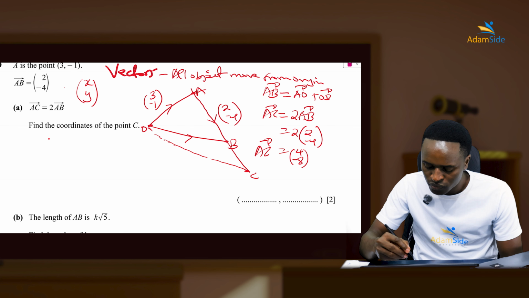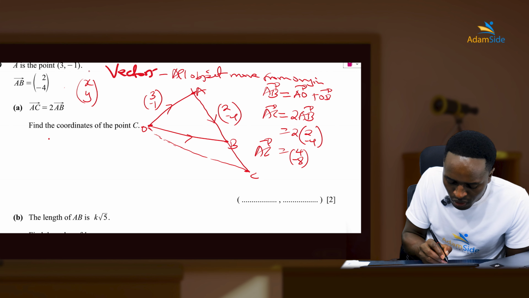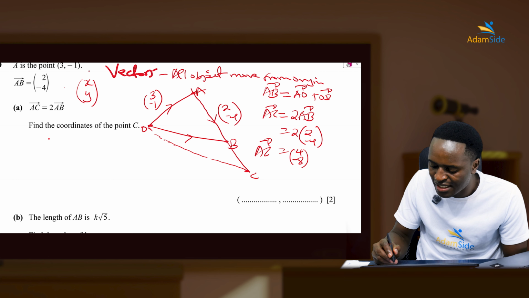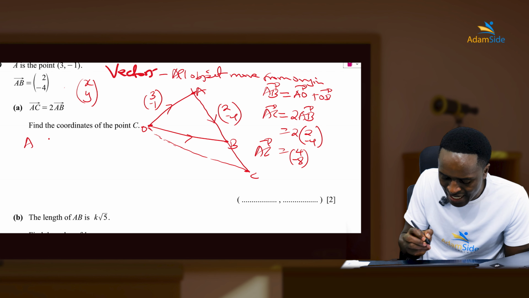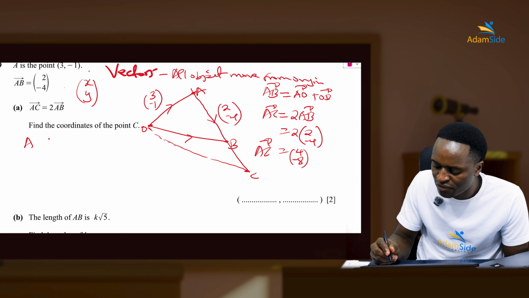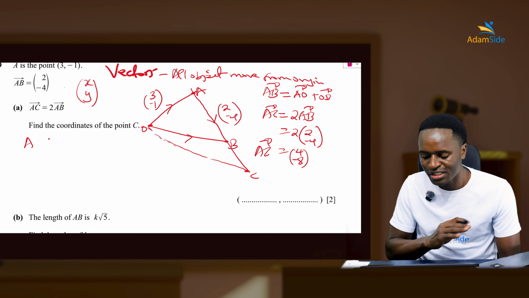So we need to find the coordinate of point C. We understand that vector AC is equal to 2 times vector AB, and 2 times that gives 4, -8. We also know that vector AB is equal to vector AO plus vector OB. That's the most important thing.